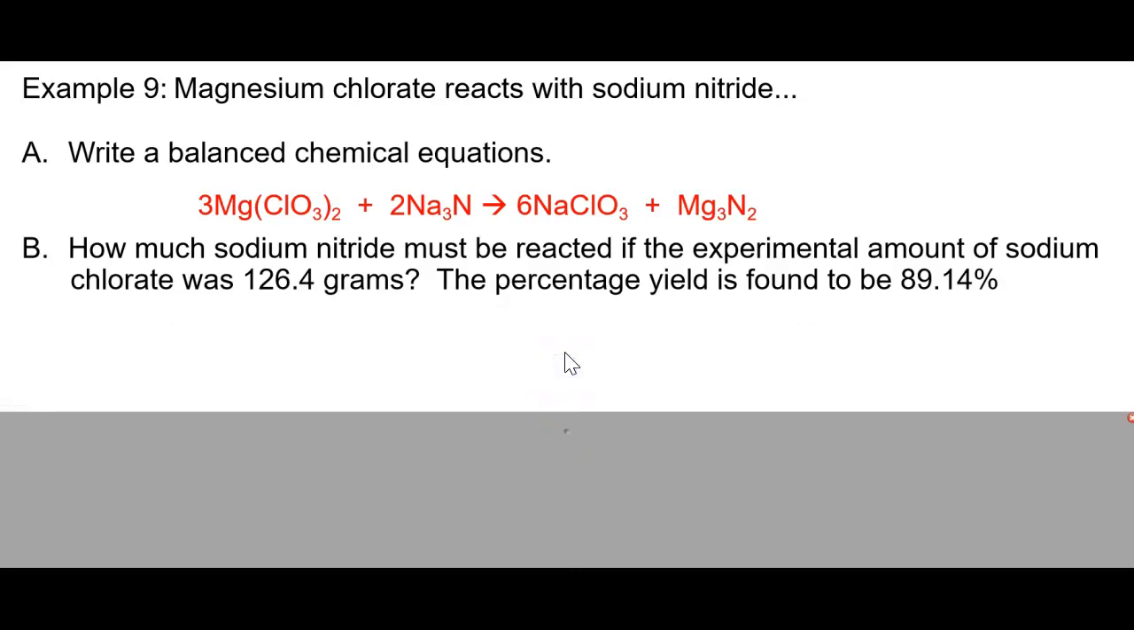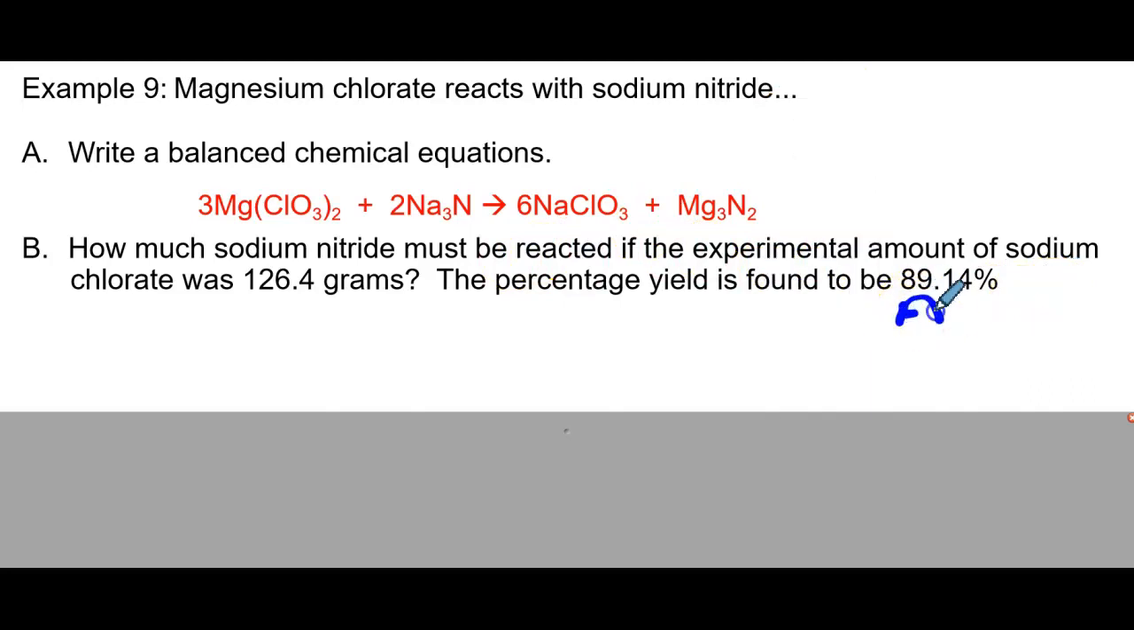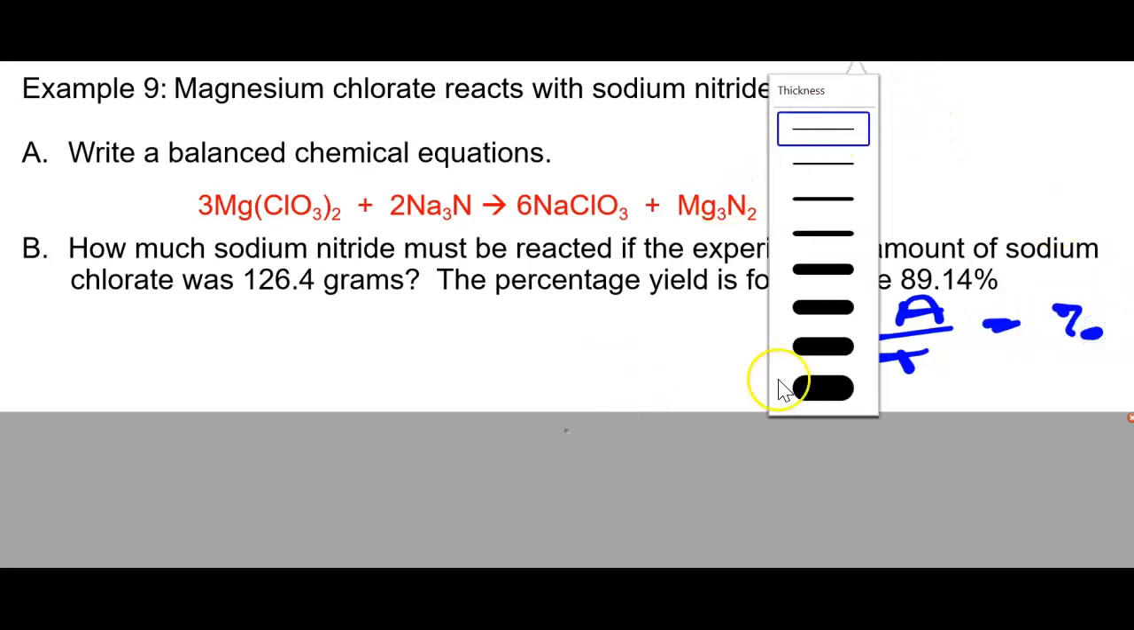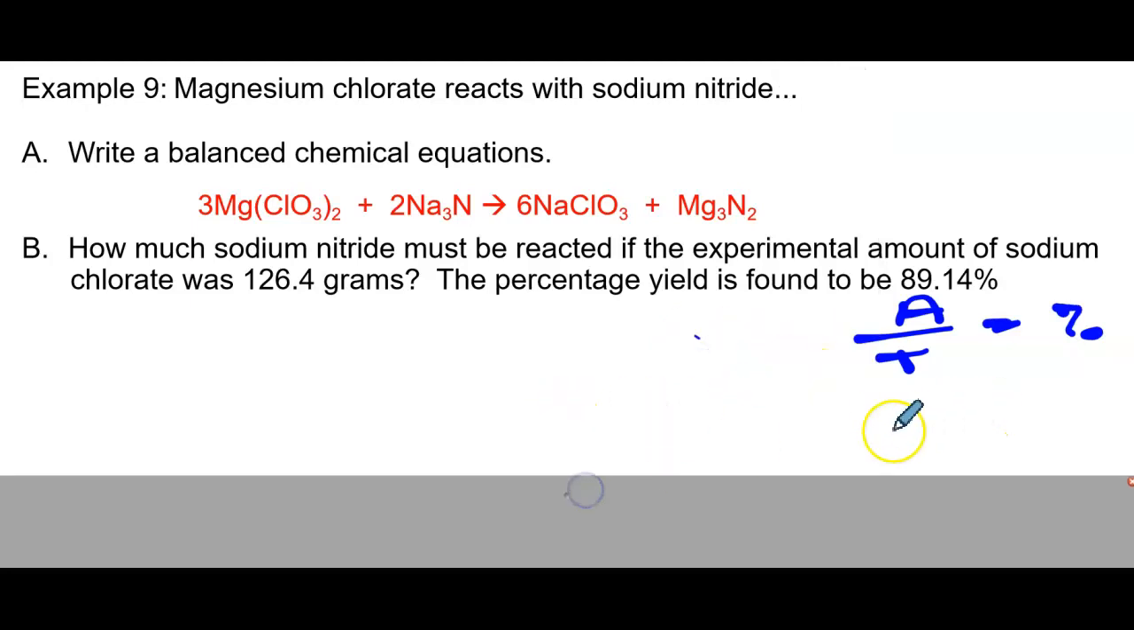When I read the words percent yield, I need to write A over T equals a percent written as a decimal. So I see the word yield, and I'm going to do A over T equals a percent. Let me get my marker to be less thick because I already write horribly. Okay, so in this case, A over T equals our percent, and our percent must be written as a decimal, 0.8914.